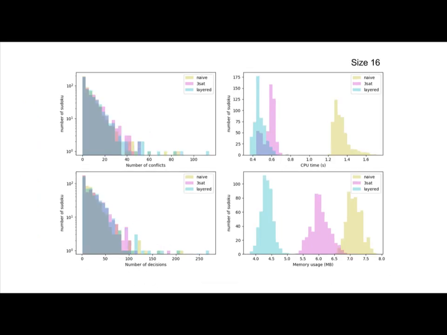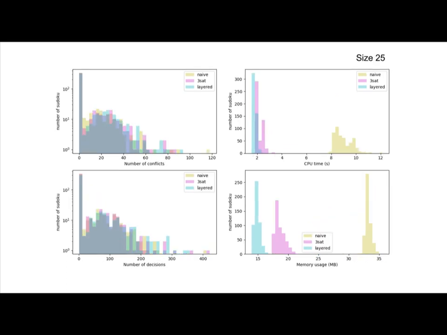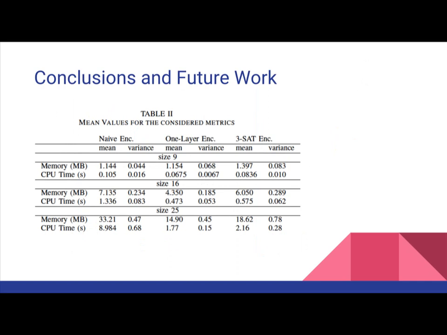But increasing the size, we can see that there are huge improvements. In fact, our three-set and the layered approach get really better CPU time, and the memory usage is also decreased. And this still holds for 25 by 25, and in fact the difference gets higher. This will probably go on if we increase the size. So in conclusion, the layered approach, which we followed with respect to all these given Sudoku encodings, gives much better performance compared to the one-layered approach or the naive encoding.